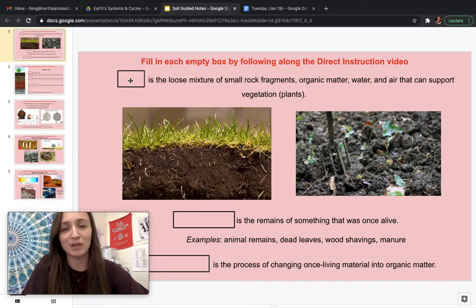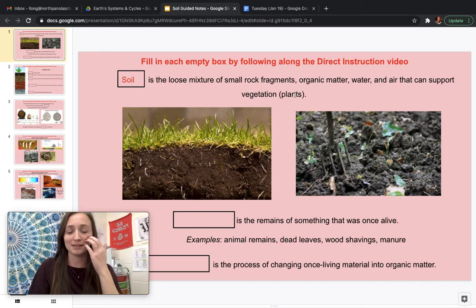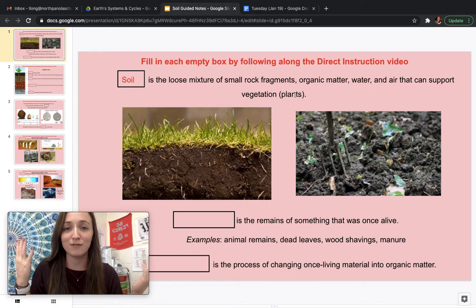So what even is soil? Let's define it. Soil is the loose mixture of small rock fragments, we know what rocks are, organic matter, we don't know that yet, but we're about to, water, know it, and air, know it. What makes the soil so special is that it can support vegetation, which is just a very fancy way of saying plants. When you put plants in soil, depending on the plant, it can grow and grow and grow. That is why soil is so important, because you wouldn't have any food without soil because you've got to grow it somewhere. So that's why we've got to know about it.